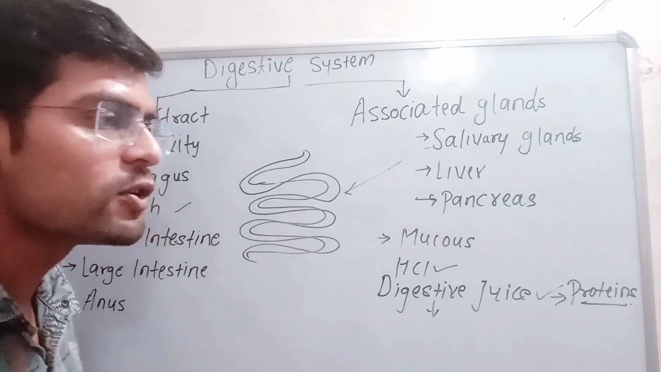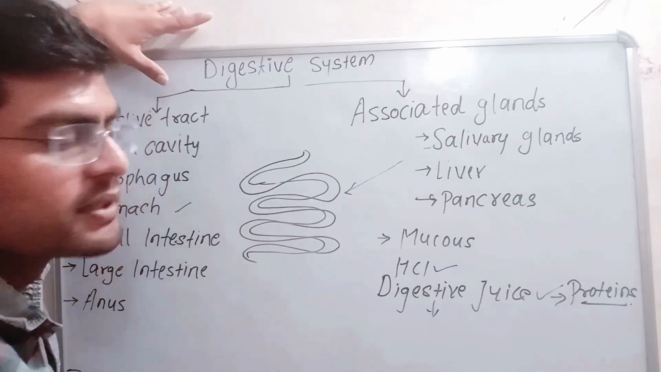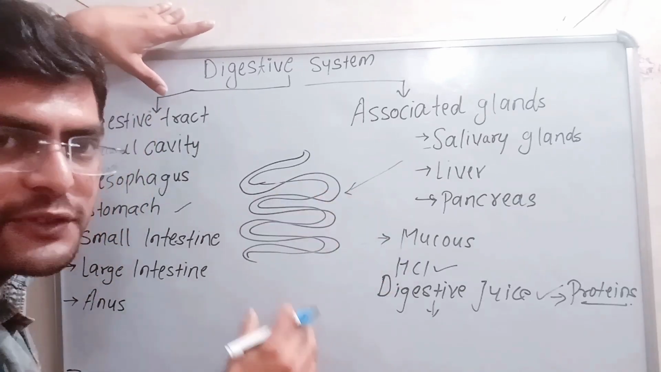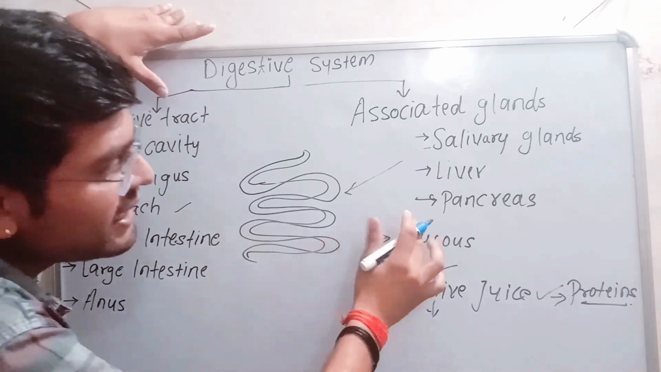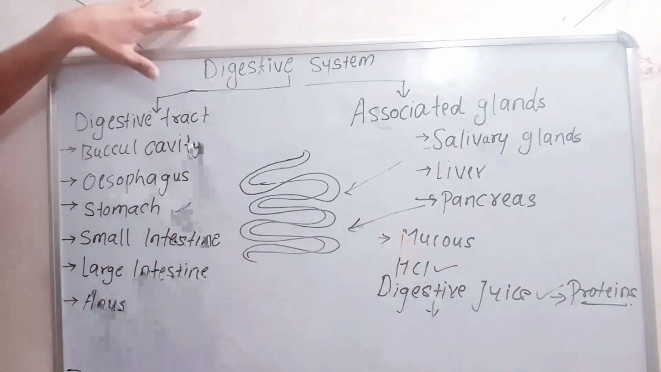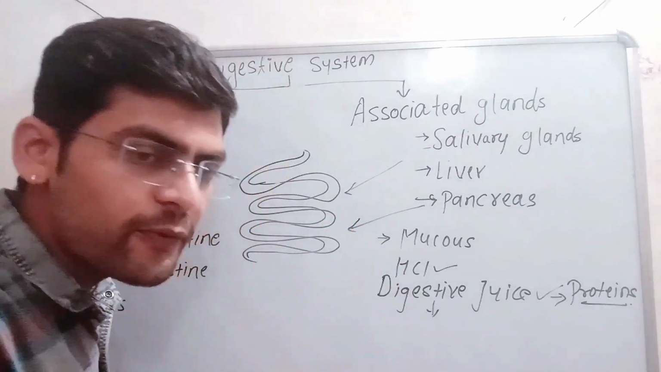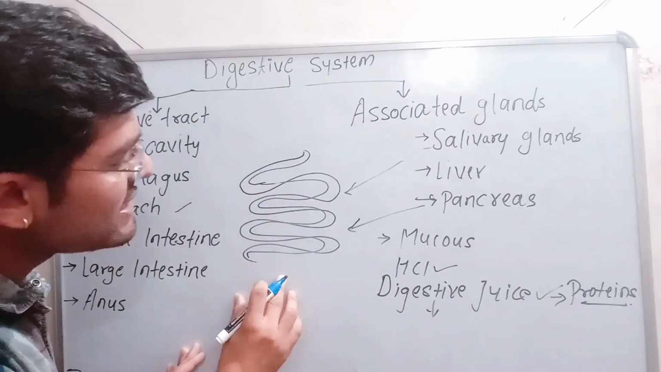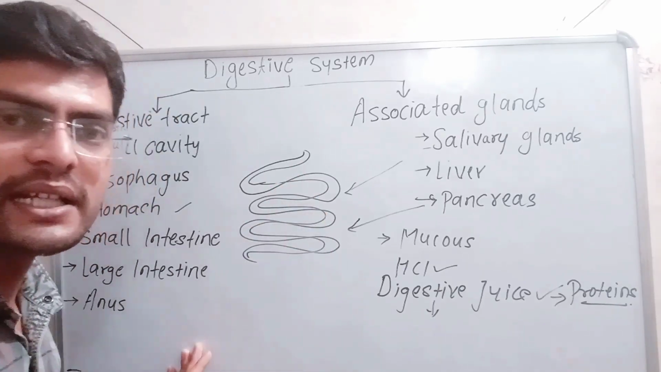What is the function of bile juice? It performs the digestion of fats. Bile juice mainly digests fats in our small intestine. Then the pancreas also secretes digestive juices into the small intestine. They perform the digestion of protein, fat and carbohydrate in the small intestine.